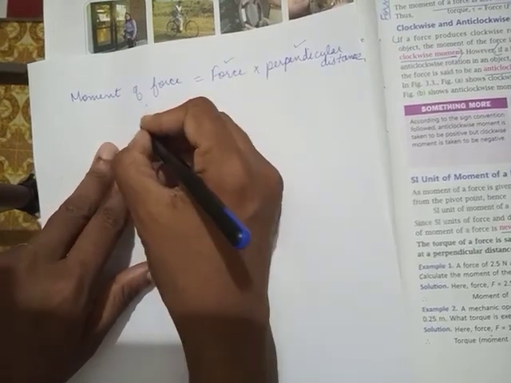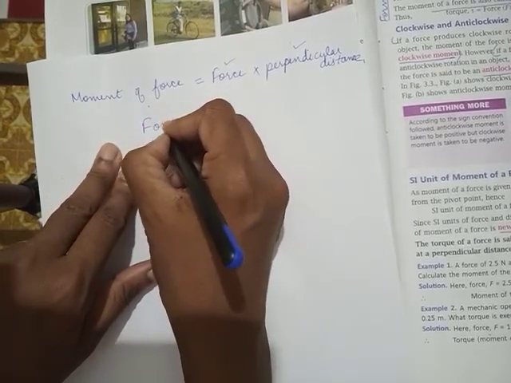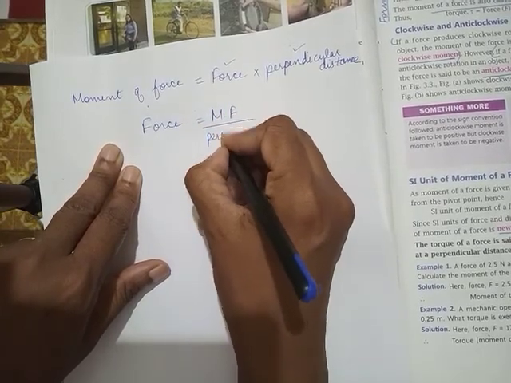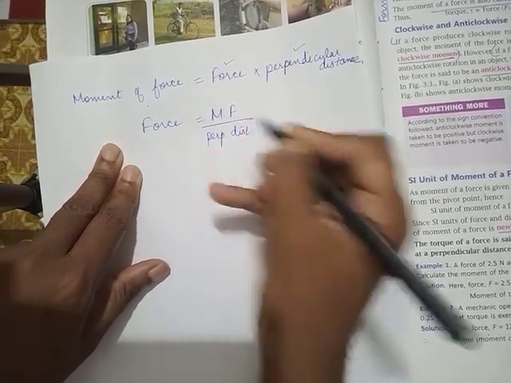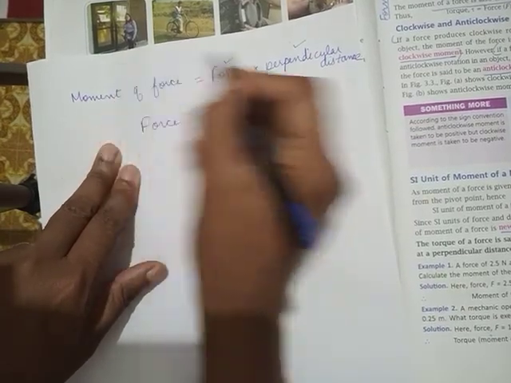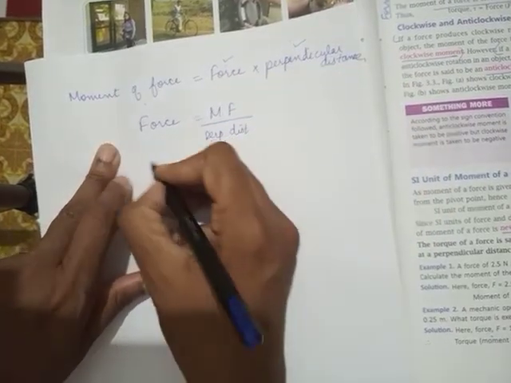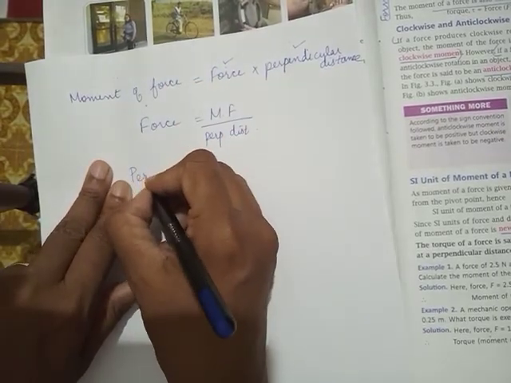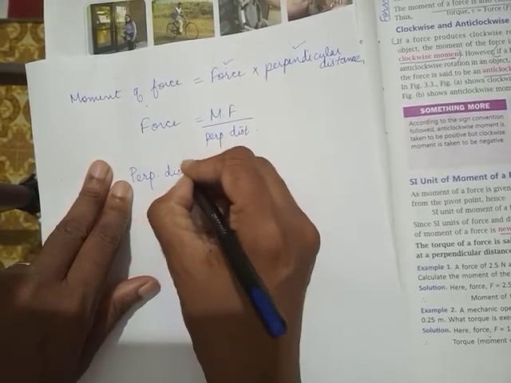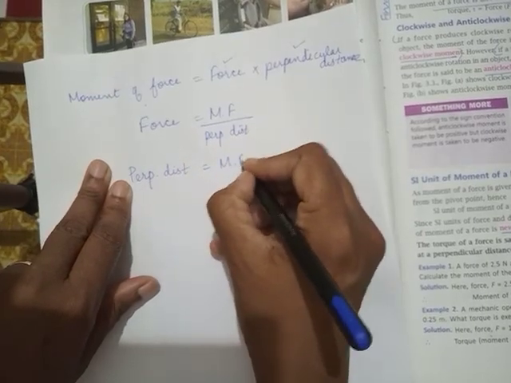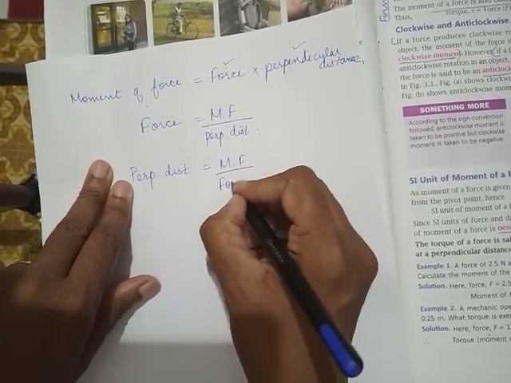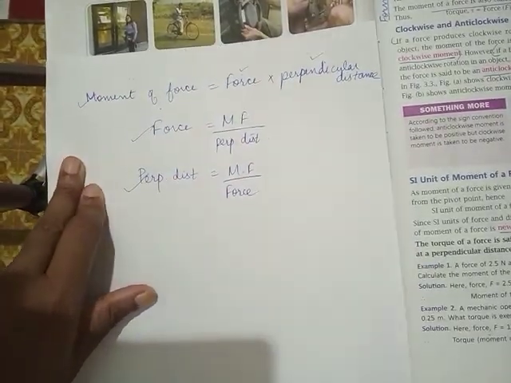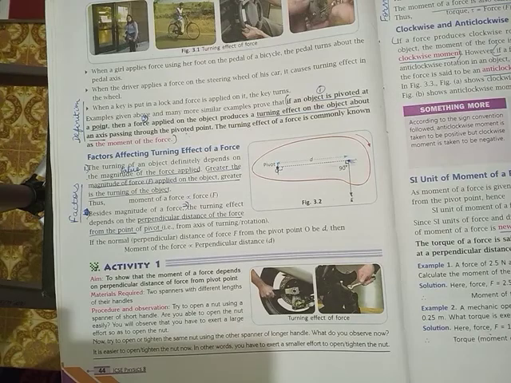So from this I can get two more formulas. Force is equal to moment of force upon perpendicular distance. I'm writing it shortly. Okay, they can give you moment of force and perpendicular distance and ask you to calculate force. Sometimes they'll give you force and moment of force and ask you to calculate perpendicular distance. So perpendicular distance will be moment of force upon force. So you can have numericals based on any one of these formulas.